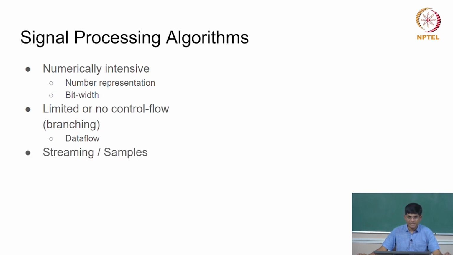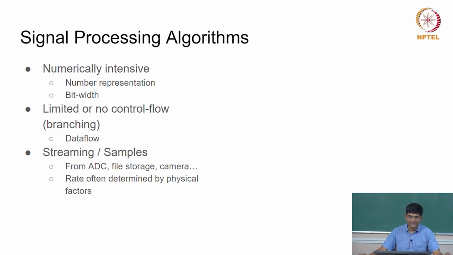The related aspect is that you also have a behavior that is sometimes called streaming, which means that they are working with samples of data, right. And the samples could come from multiple sources. It could be an analog to digital converter, it could be file storage, it could be a camera, and the rate at which the samples are received is often determined by physical factors.